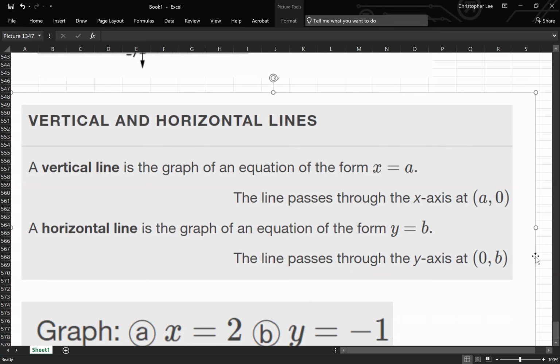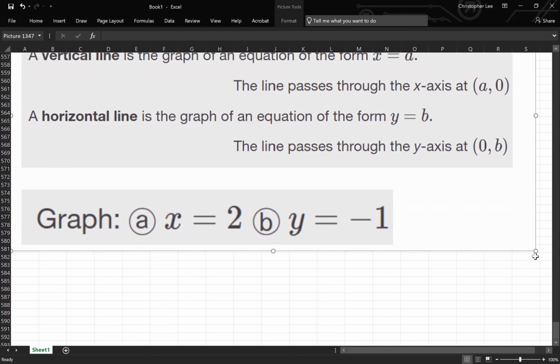A horizontal line is the graph of an equation of the form y equals b. The line is going to pass through the y-axis at (0, b). So whatever the equation is, y equals something, it's going to pass through (0, that something). Horizontal line.